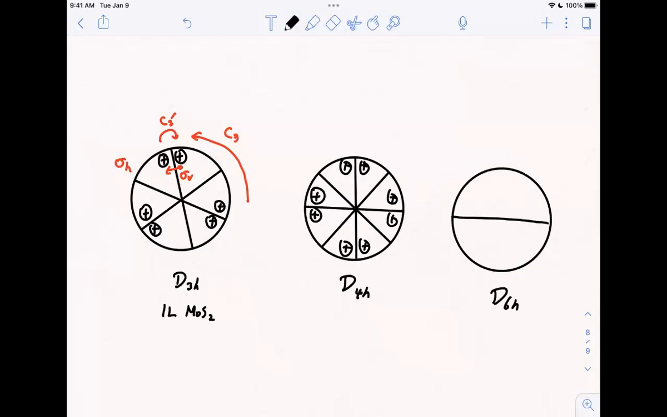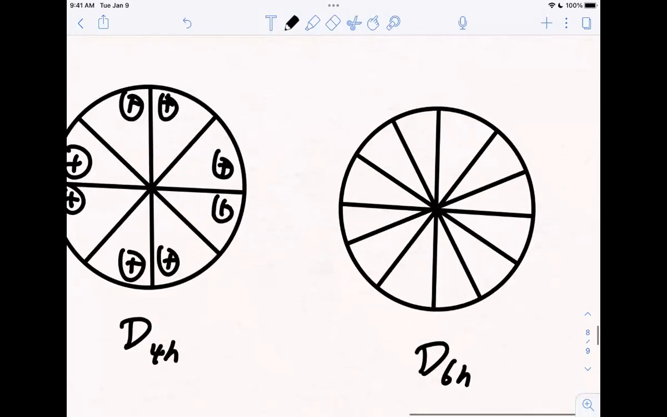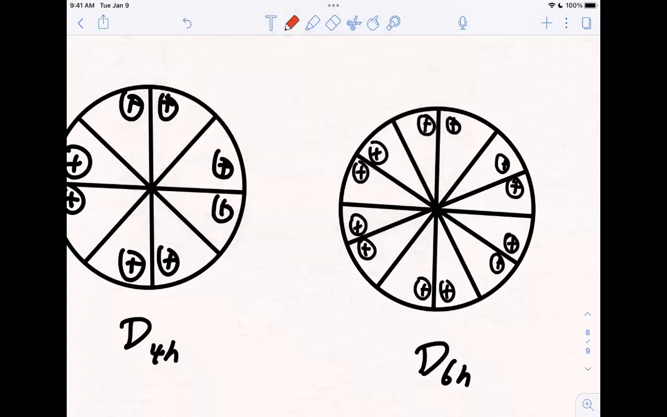So let me draw it. Okay, so I need to use a finer pen first. So basically, for graphene, you rotate 60 degrees and you go back to itself. Then you rotate it C2 prime, and then you have a vertical mirror symmetry, and also the horizontal mirror symmetry. It's a very high symmetry group. Okay, graphene has a high symmetry.